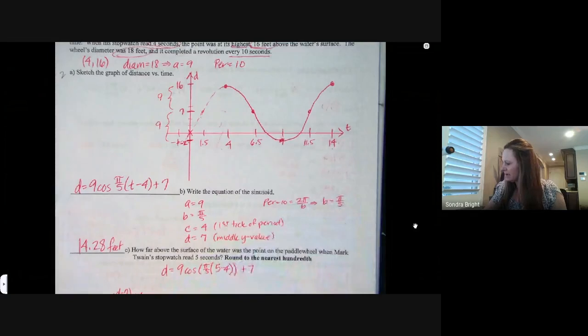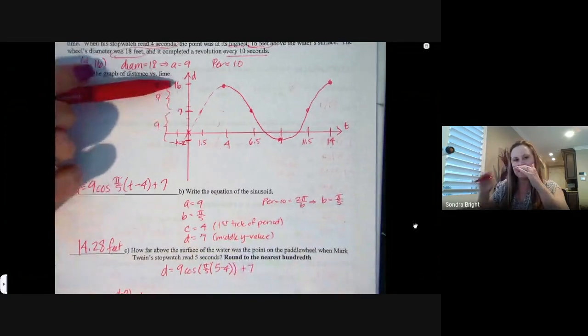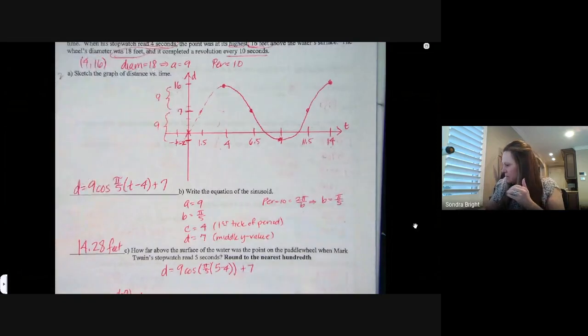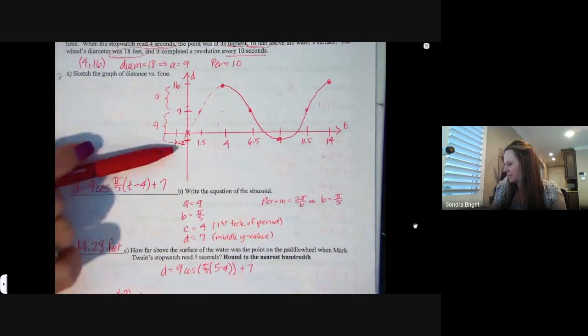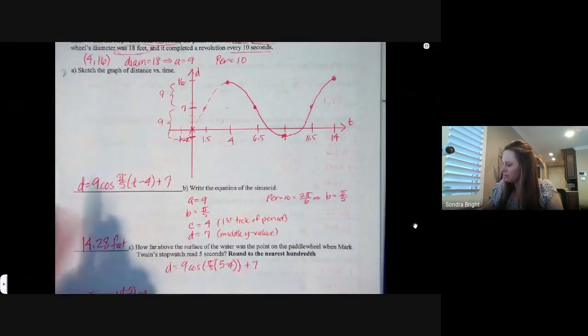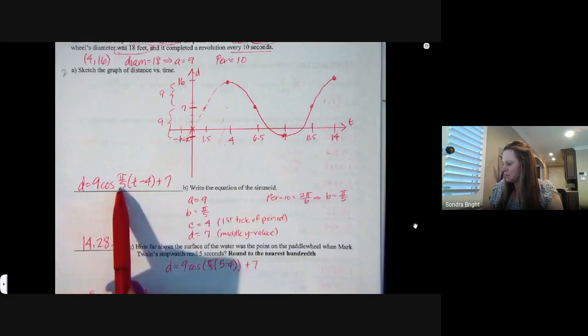Right? And we knew 16 was up here. We knew the diameter of the wheel was 18, which meant that it went all the way down to -2. Halfway in between would be 7. So D is 7. And so we put it together. D is equal to A times cosine of B times the quantity T minus C, plus D.